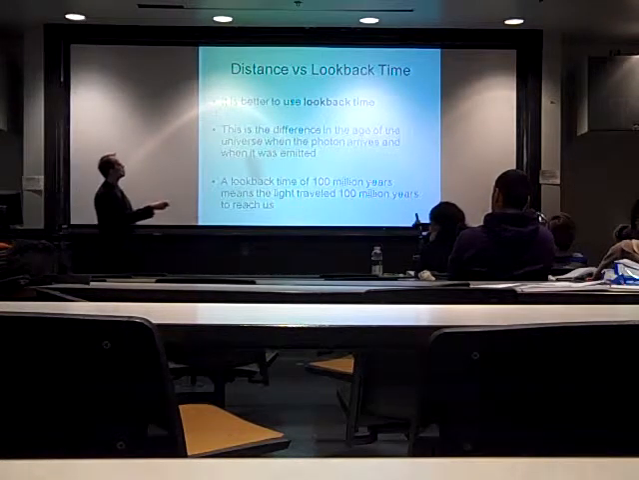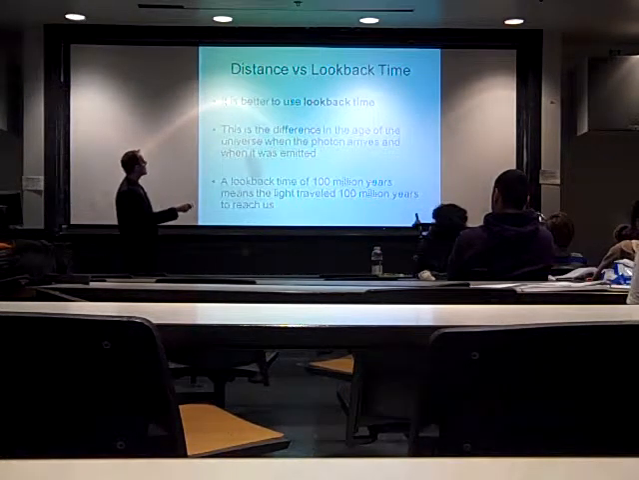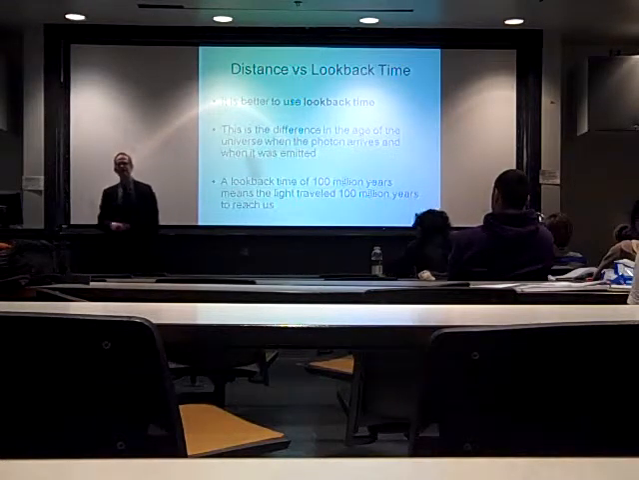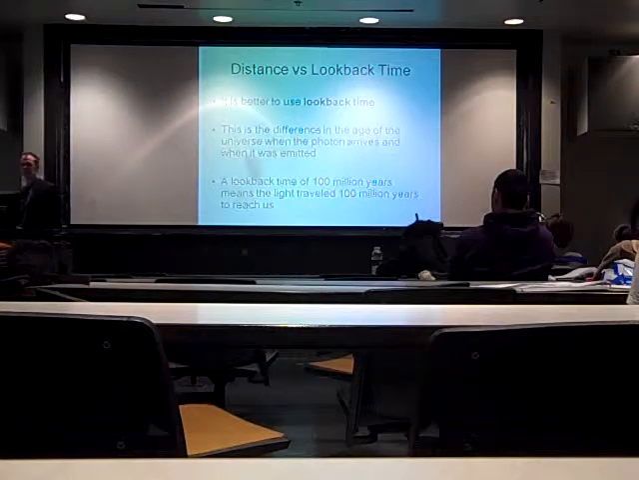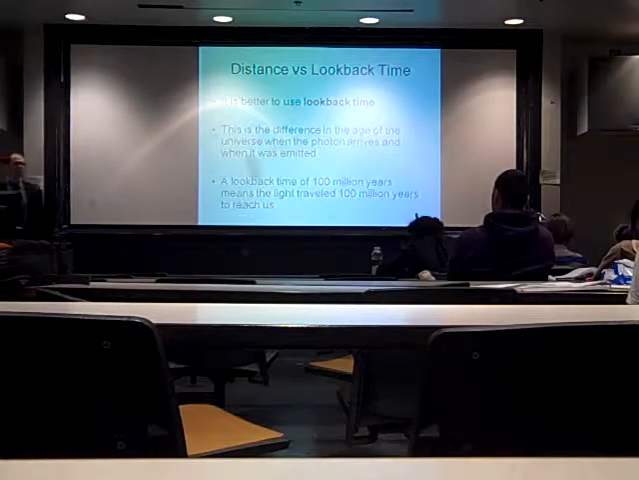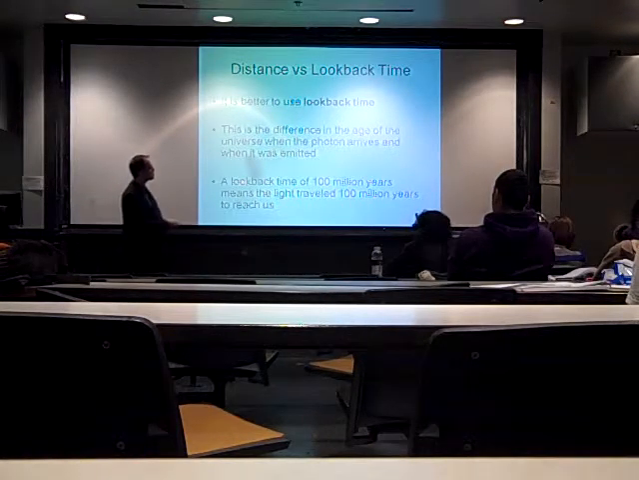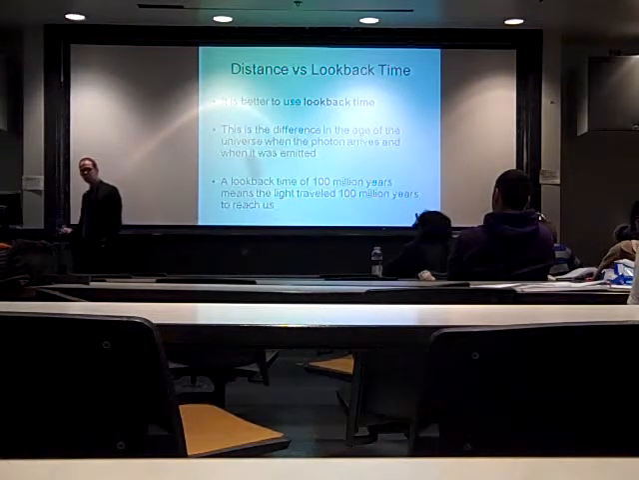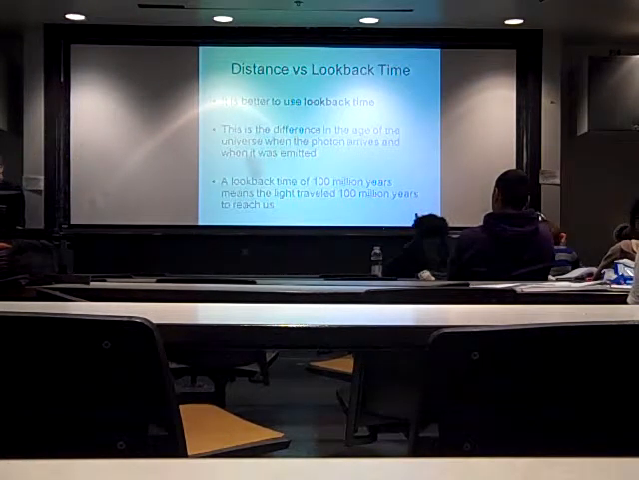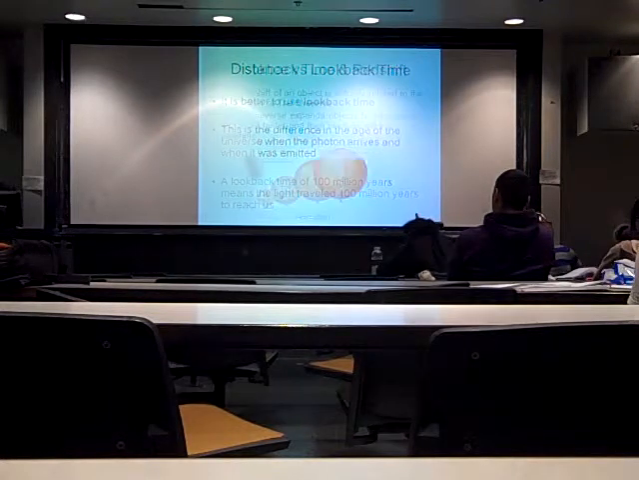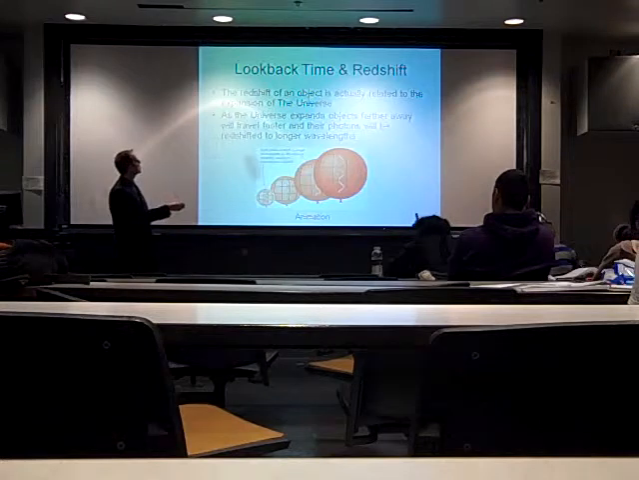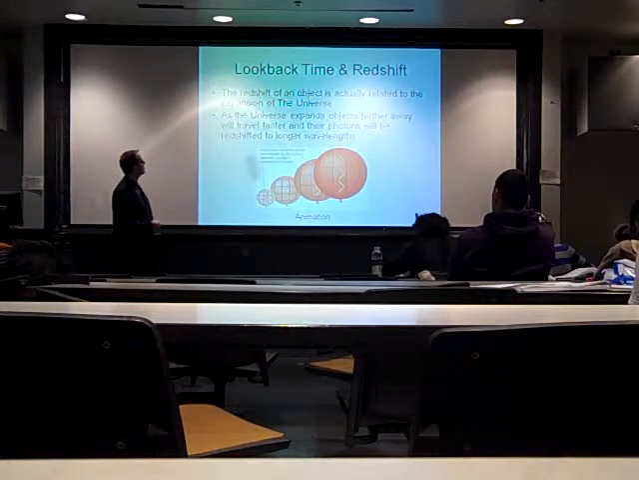I'm going to show you how we do it. So we're going to use something called a look-back time. And that's essentially the difference in the age of the universe when the photon arrives from when it was emitted. So a look-back time of 100 million years means the light has traveled 100 million years to reach us. Okay? So of course, this is just related to the expansion of the universe.